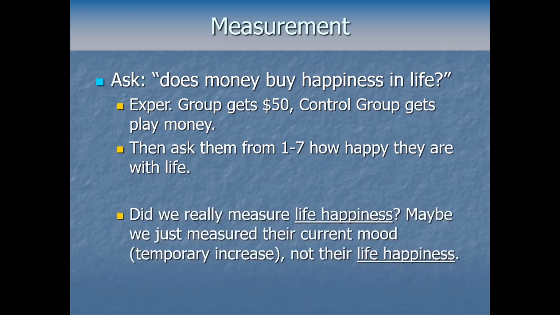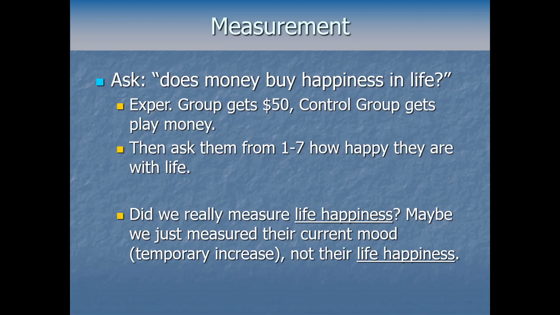Now the question is, did we really measure what we wanted to from our hypothesis? Did we really measure life happiness just by asking them to circle a number from 1 to 7? Like the written question, it does say for them to circle based on their happiness with life, not their current mood or something like that. So it kind of seems like it should be, right?